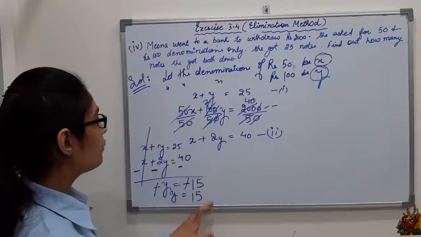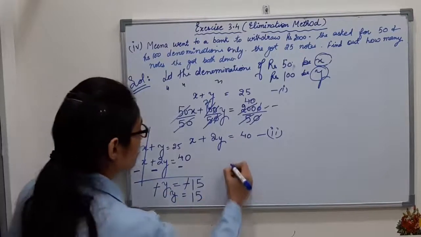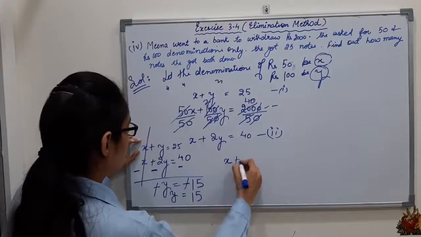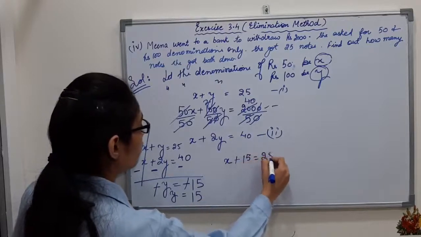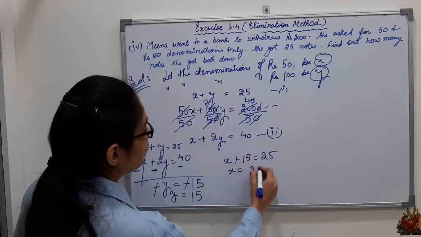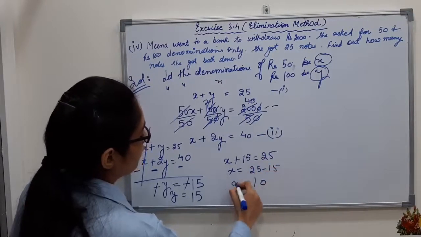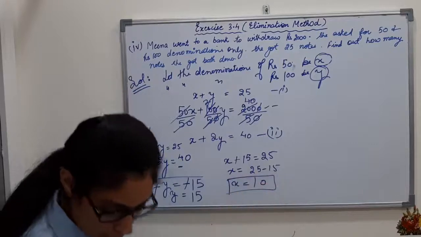Now you can put this value of y in the first equation, and we can find the value of x. X plus 15 is equal to 25. X is equal to 25 minus 15. So I will get x is equal to 10.